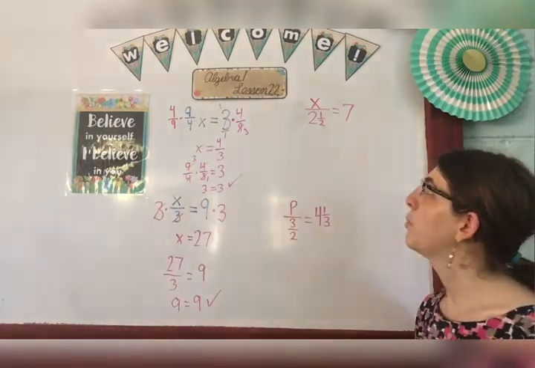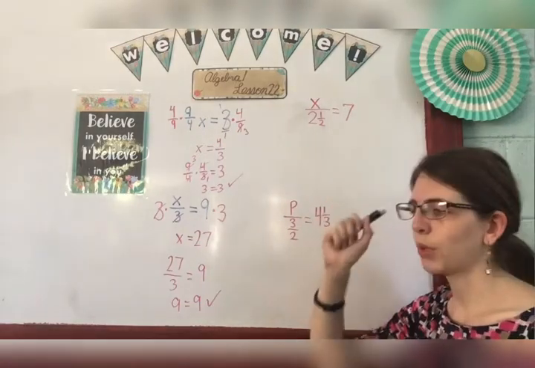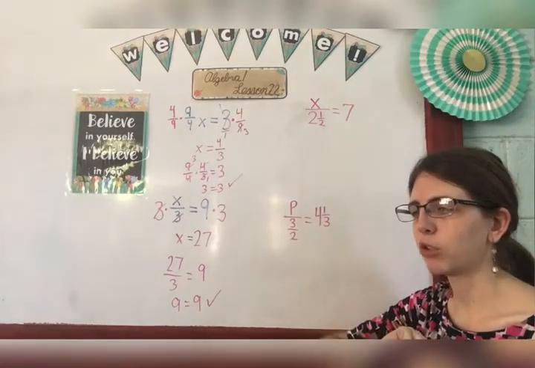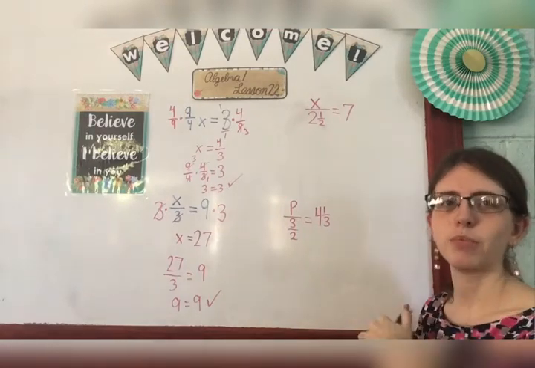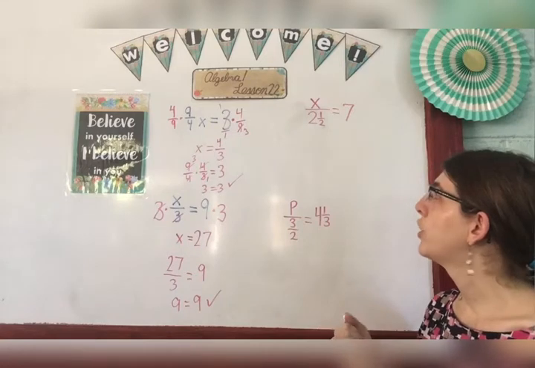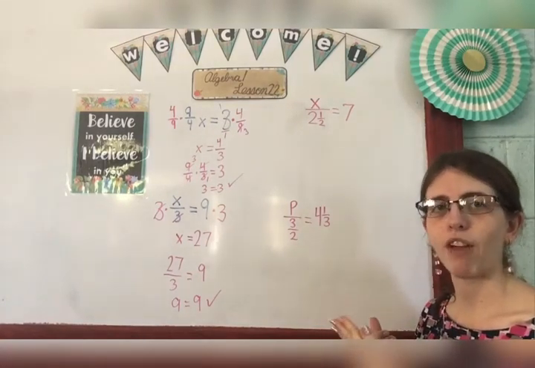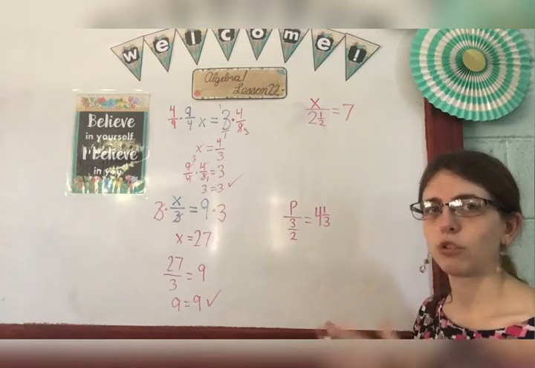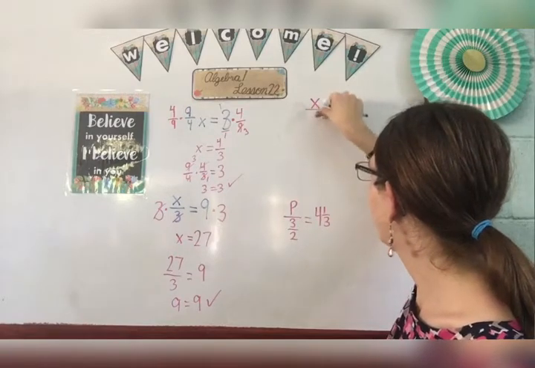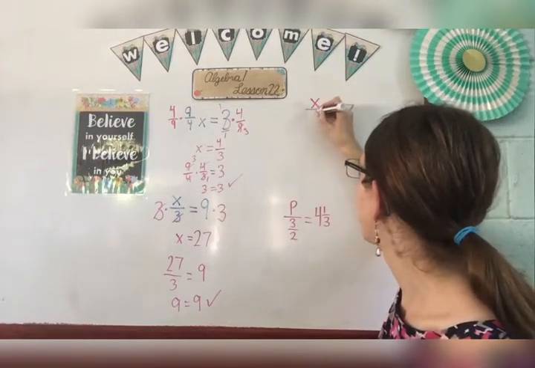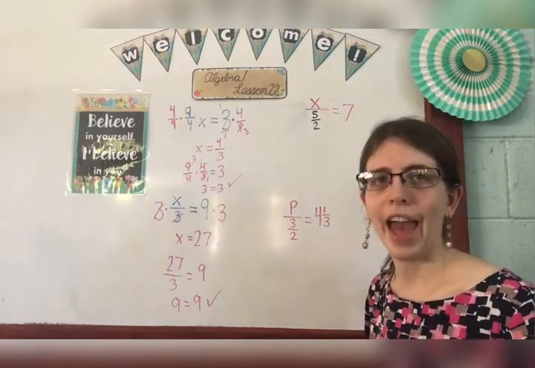x over 2 1/2 equals 7. Okay, it might be a little hard to read that this is 2 1/2. You can always look at your example 22.5 on page 101 to follow along a little better if you're having trouble seeing on the board. So I'm going to first start by changing my mixed number into an improper fraction. That makes it a lot easier to work with because it becomes 1 unit there. So 2 and 1/2, 2 times 2 is 4, plus 1 is 5. So it becomes x over 5 halves.